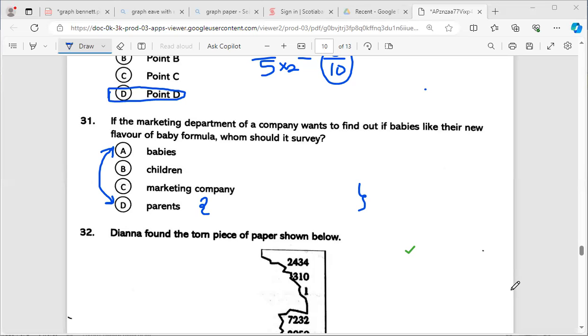You can't just get over with it and say the parents, because it's kind of obvious. No, man, we're going to come back to it.